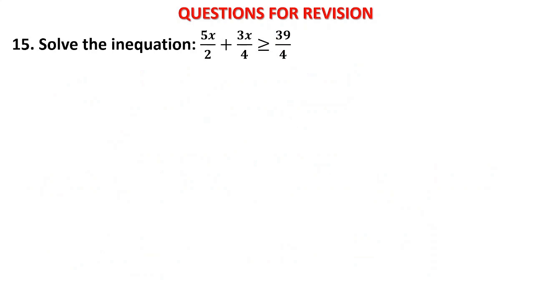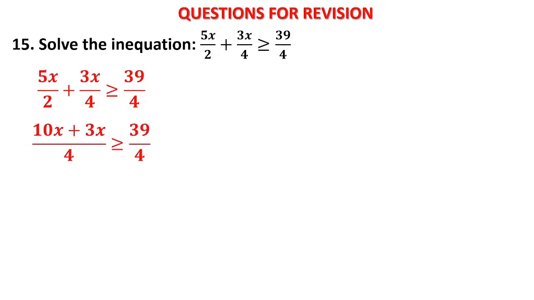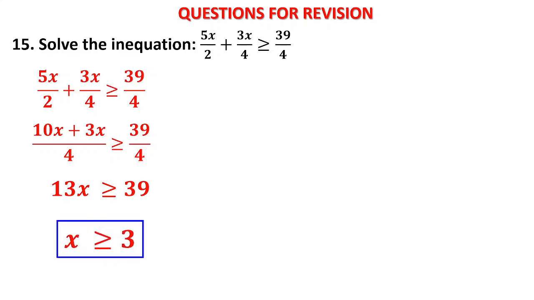Very simple. Now let us go to question number 15. Solve the inequation 5x by 2 plus 3x by 4 greater than or equal to 39 by 4. Let us take the LCM on the left hand side. 4 is the LCM. It will become 10x plus 3x greater than or equal to 39 by 4. 4 gets cancelled. 13x greater than or equal to 39, so x is greater than or equal to 3.